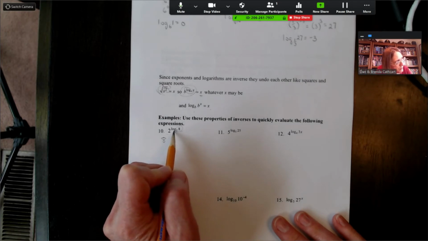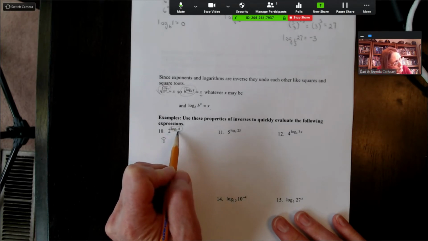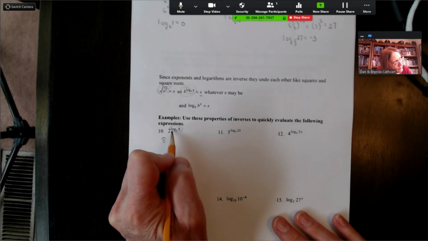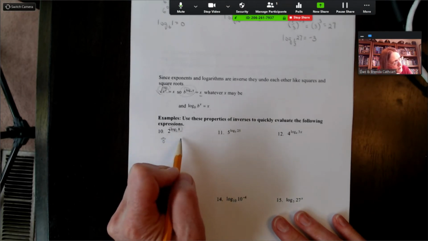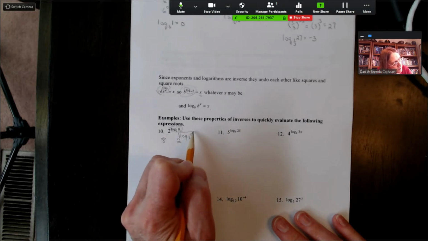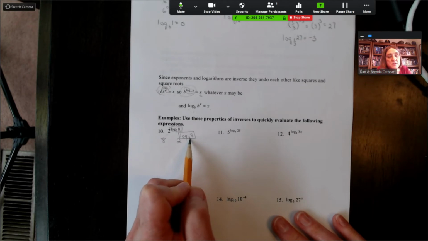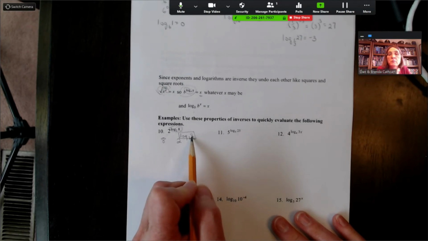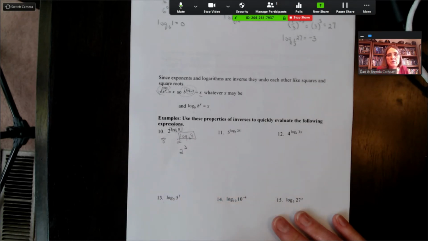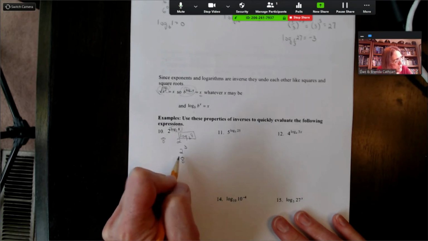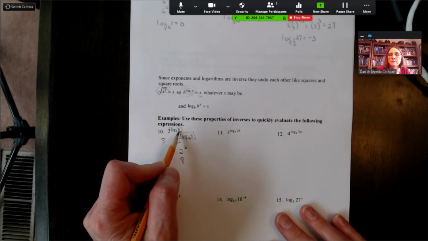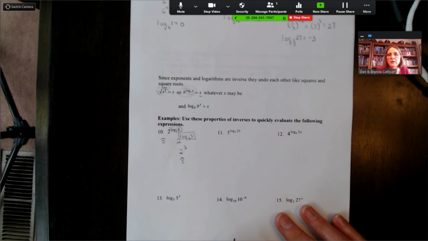By order of operations, let's do this exponent first. So if I want to find 2 to the log base 2 of 8, I'm going to do this part first. And I ask myself, 2 to what power gives me 8? That answer is 3. So this simplifies to 2 to the third, which is 8. And we get right back to where we started from here. So these are inverse properties.